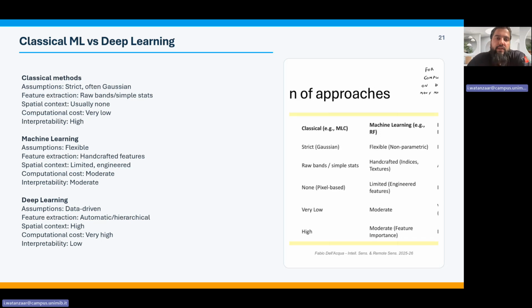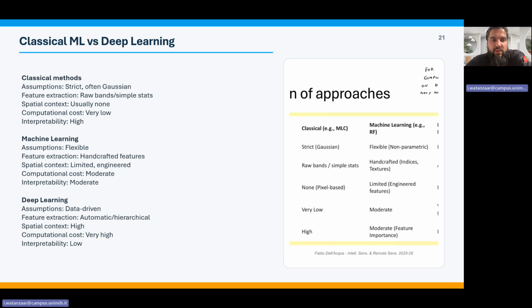Classical machine learning versus deep learning. Here we are comparing the classical method, which existed even before machine learning, machine learning, and deep learning. These are the three methods compared here: classical, ML, and deep learning.